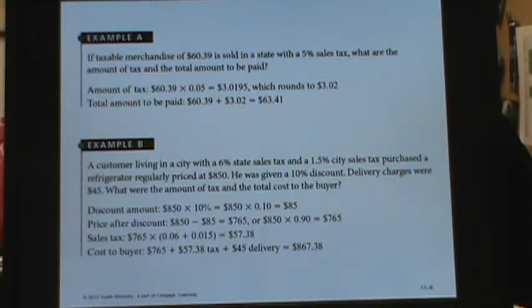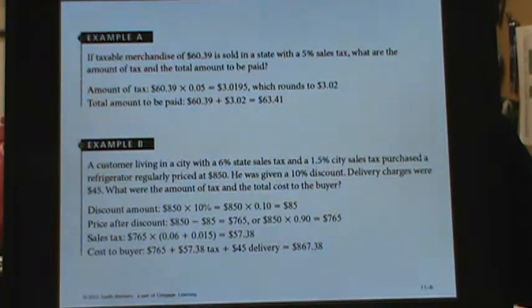So the first thing we figure out is the discount amount, because we're not paying sales tax on anything but the price. So we're not paying sales tax on $850 because we got a discount. So first of all, we have to figure out 10% of $850. So we multiply $850 by 10%, and we get $85. So we know that we're not paying $85 of that refrigerator. So the price after the discount, we take our $850 minus our $85, and now we're paying for a $765 refrigerator. That is what we will base our sales tax on.